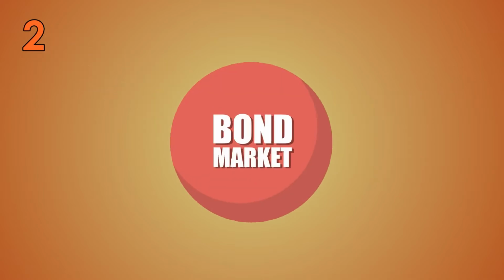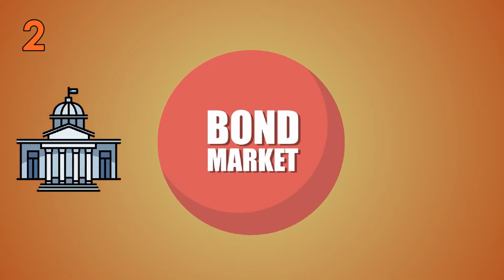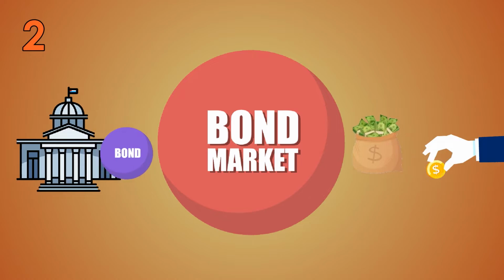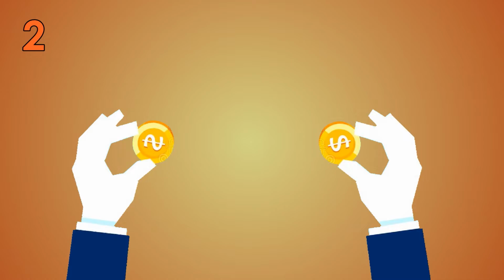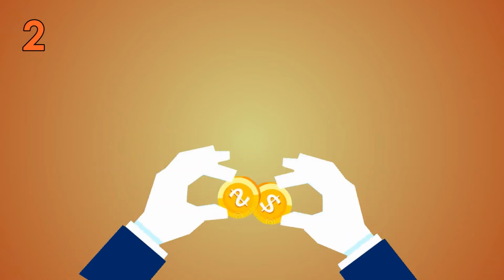The second way lenders and borrowers link up is through the bond market. The government or a large corporation that needs to borrow money will sell bonds to lenders. A bond is essentially an IOU in which the borrower commits to pay periodic interest payments while also promising to repay the entire amount at a future date. If a lender decides they'd rather have cash now, they can sell the bond to someone else.